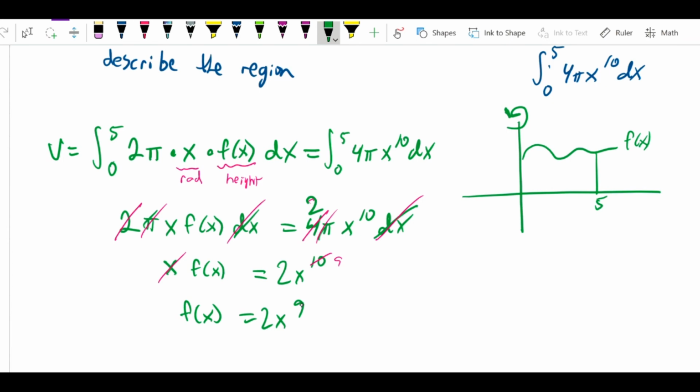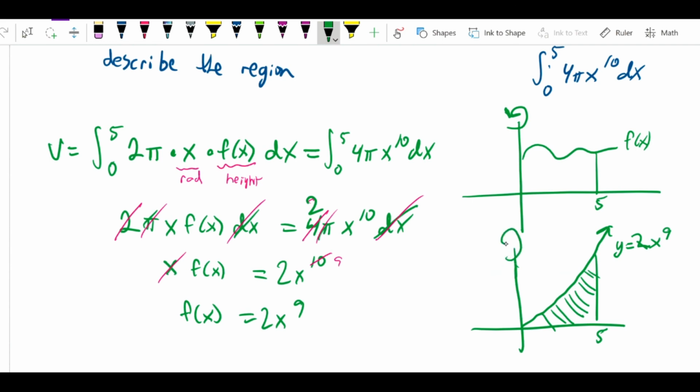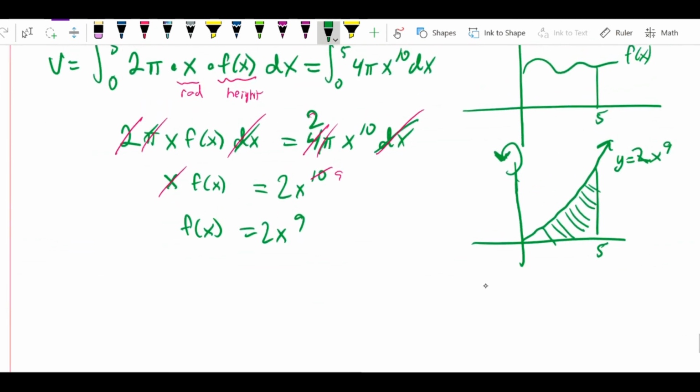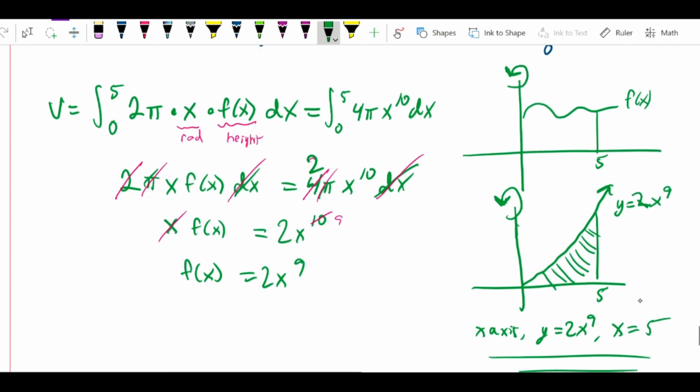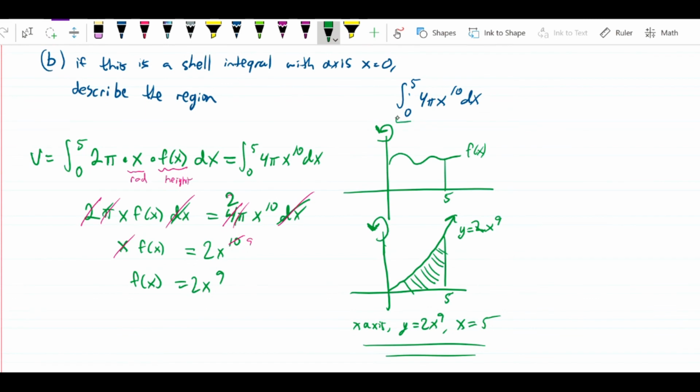So there we go. That means that the region is going to be 2x to the 9th. I know I'm not anywhere near drawing this to scale, so that's y equals 2x to the 9th on the interval 0 to 5, and I'm revolving this around the y-axis. So this is the region bounded on three sides by the x-axis, the curve y equals 2x to the ninth, and the line x equals 5. So that's a description of this region. It's kind of interesting that I can take the same integral, and depending on whether it's a shell integral or a disk integral, I can interpret it two ways.